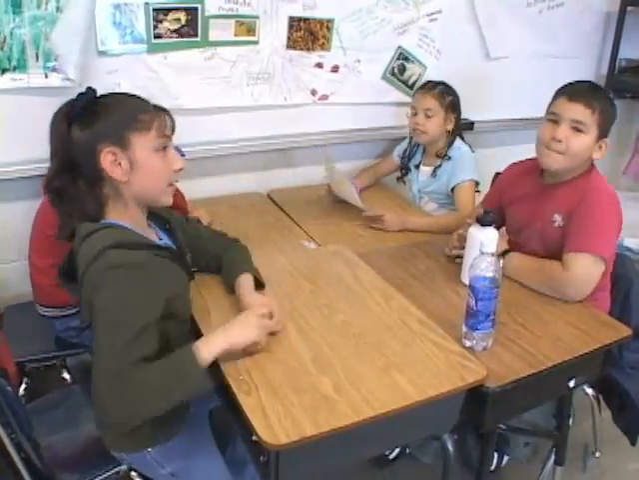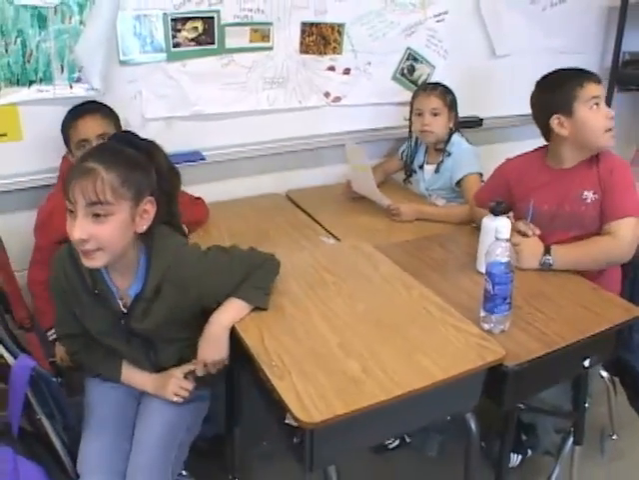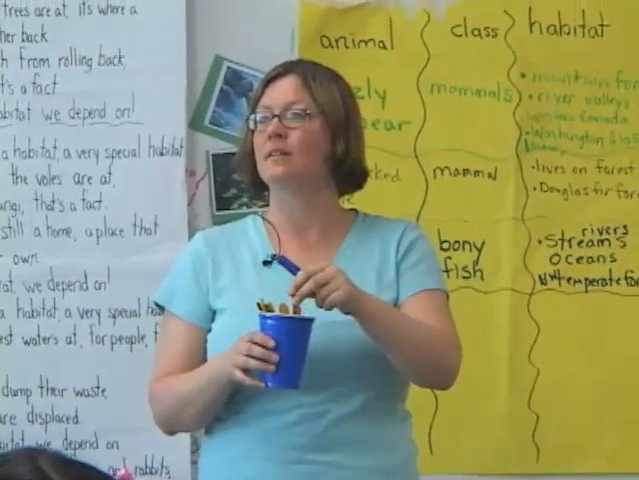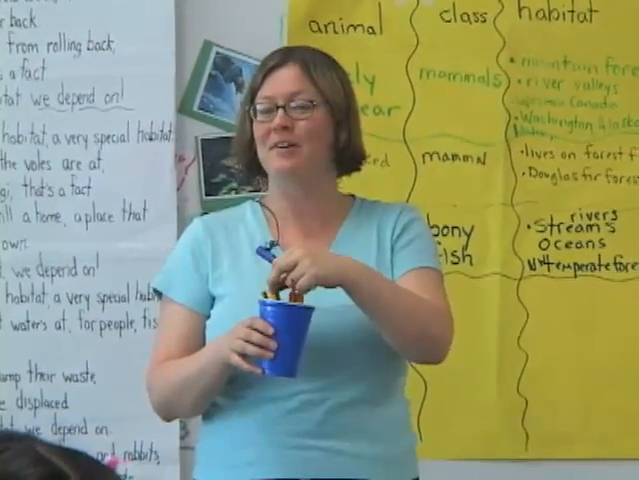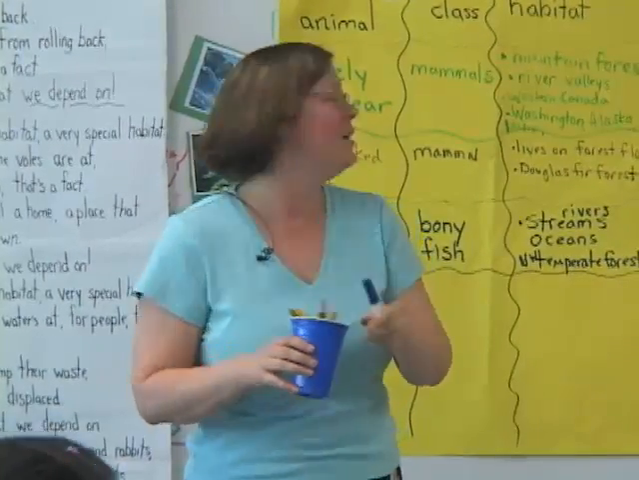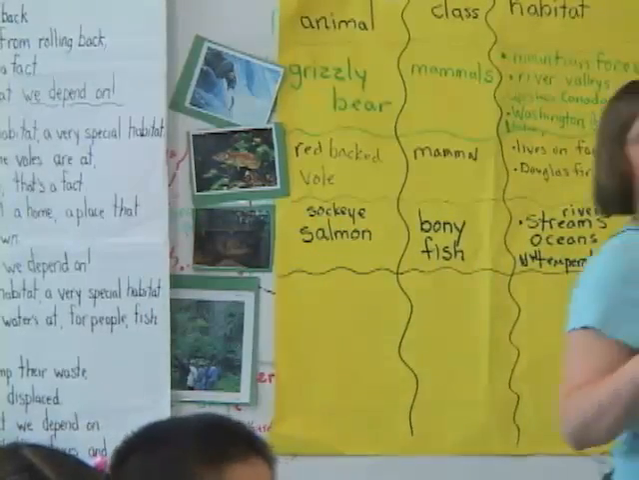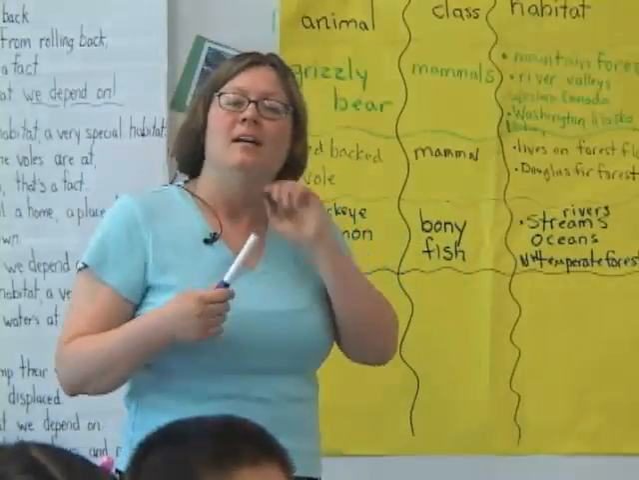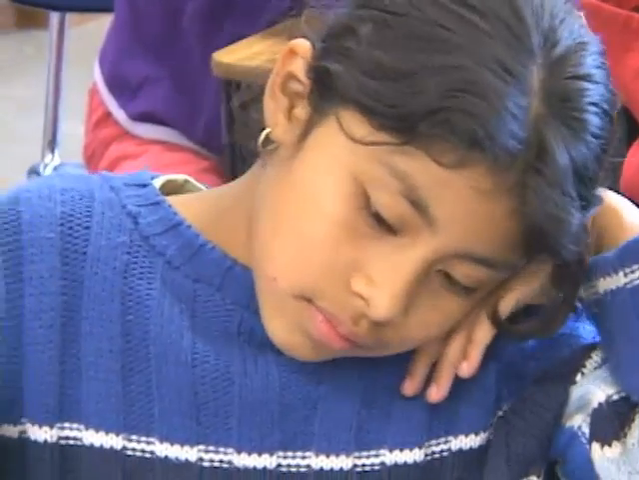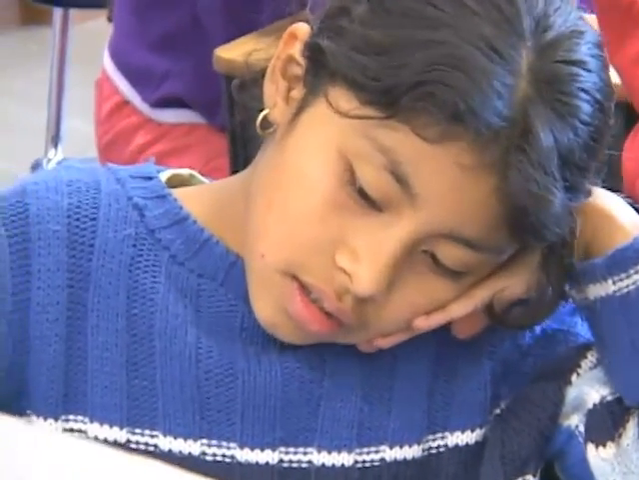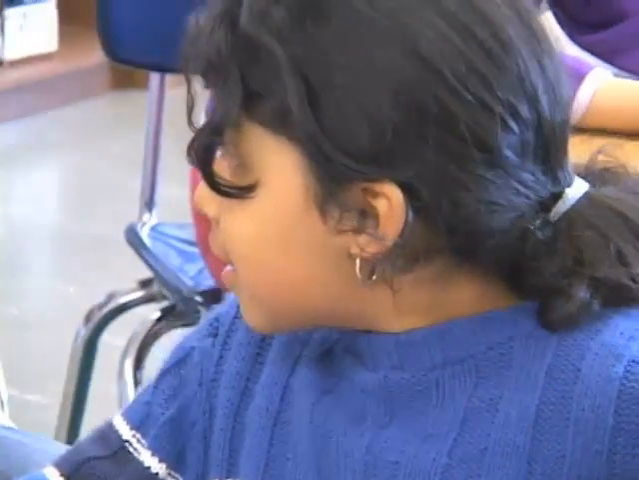Okay, 1, 2, 3. Eyes on me. Red, number 1. What is an interesting fact about the salmon? The salmon travels thousands of miles. They do. They travel thousands of miles from where they're born out to the ocean and back.